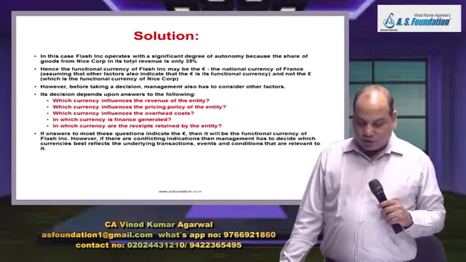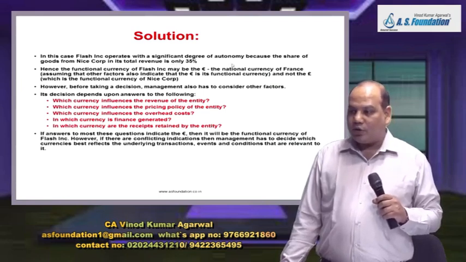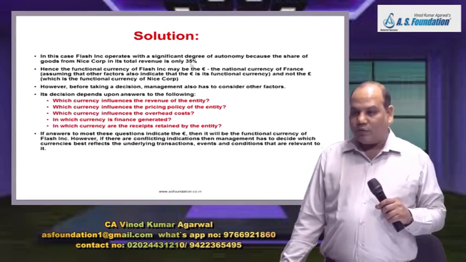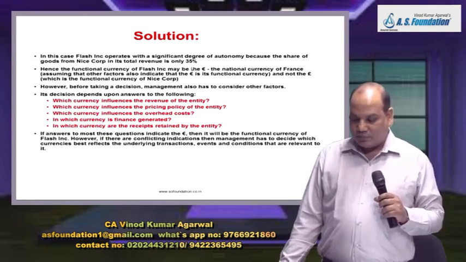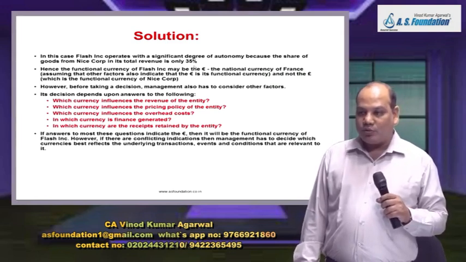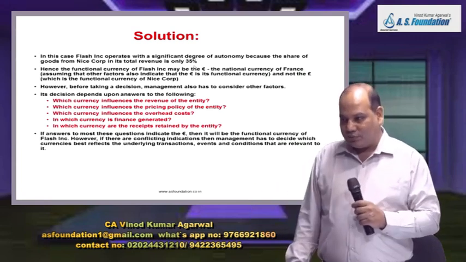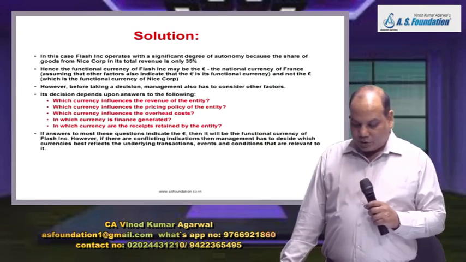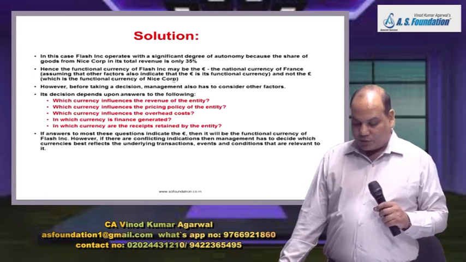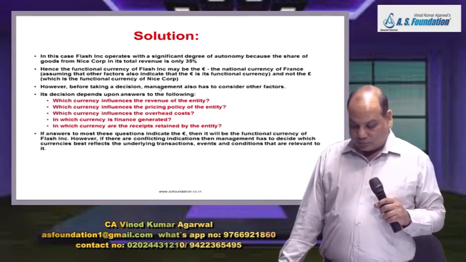So it says that in this case, Flash Inc. operates with a significant degree of autonomy, because the share of goods from Nice Corp in total revenue is only 35%, which means at least we can conclude they have got sufficient degree of autonomy. They are allowed to sell goods manufactured by other parties also, which is 65%. Hence the functional currency can be euro, that is the national currency of France, assuming other factors also indicate euro is the functional currency and not the pound.